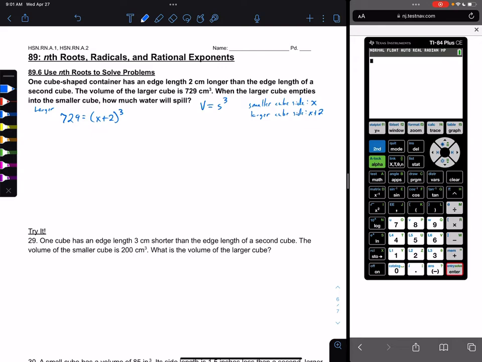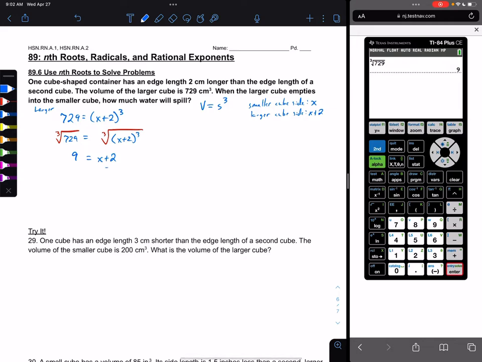So we know to undo an exponent of 3, we can take the cube root of each side. So we take the cube root of 729 equal to the cube root of X plus 2 cubed. On the right side, the cube root cancels out the exponent of 3, so we just have X plus 2. And if we use our calculators, we take the cube root, math option 4, 729. This is one of the common ones, so you'll probably get quite familiar with this number. It would be 9. We took an odd index, so we don't need to worry about positives and negatives.